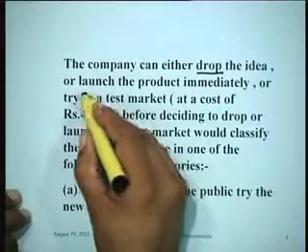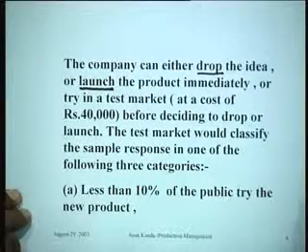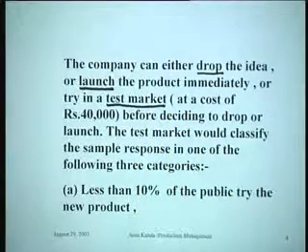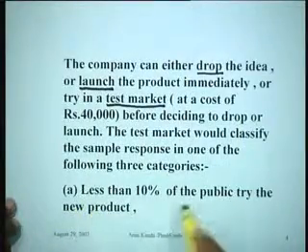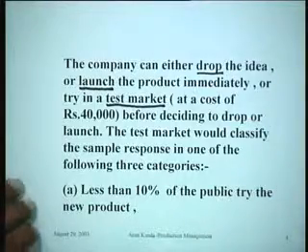or the company can decide to take the plunge and launch the product straight away. Or if it is a little more cautious, it might want to try a test market, which can be done at a certain cost. The estimated cost here is 40,000 rupees before deciding to drop or launch the product. And the test market would obviously give us greater information about the likely success or failure of the product. And you can categorize the outputs of the test market into the following three categories. That is A, B, and C, we can say. So when you're talking about A, this is a situation where less than 10% of the public try the product. So this is like a poor response. So the response A would be the poor response to the test market.